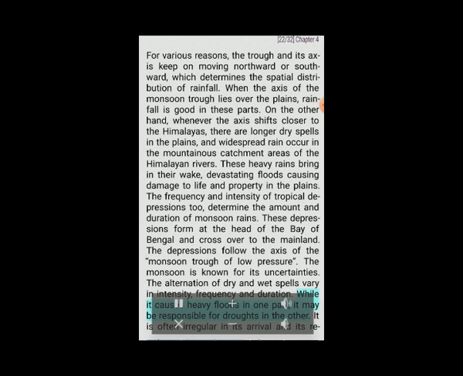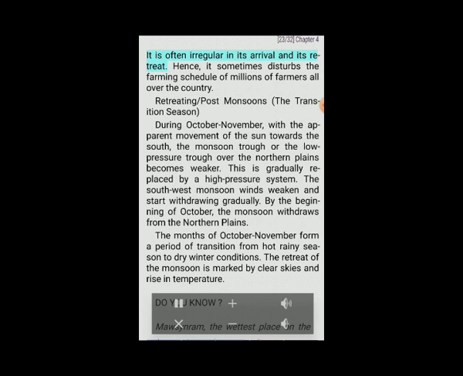While it causes heavy floods in one part, it may be responsible for droughts in the other. It is often irregular in its arrival and its retreat. Hence, it sometimes disturbs the farming schedule of millions of farmers all over the country. Retreating, post-monsoons, the transition season.